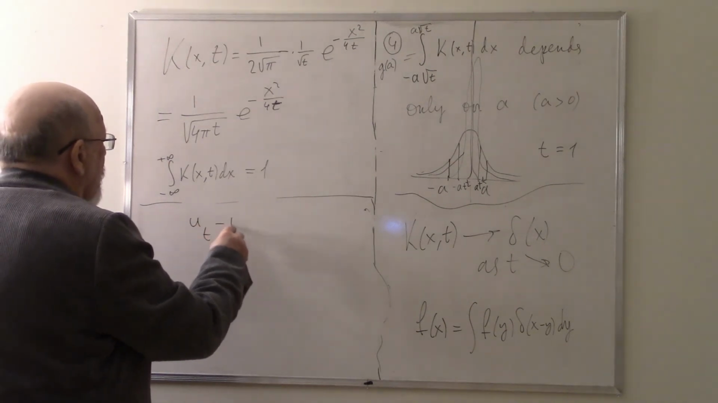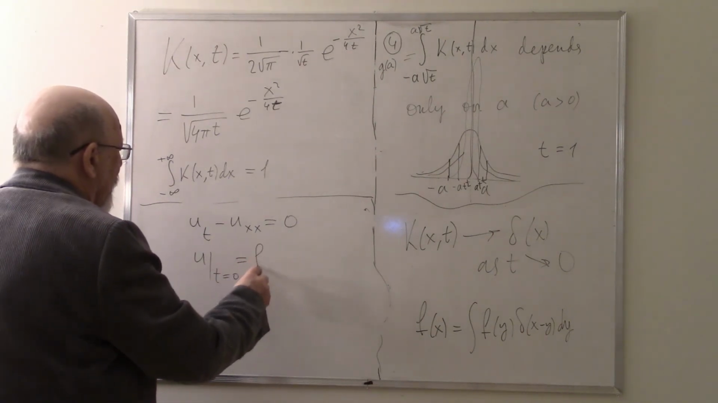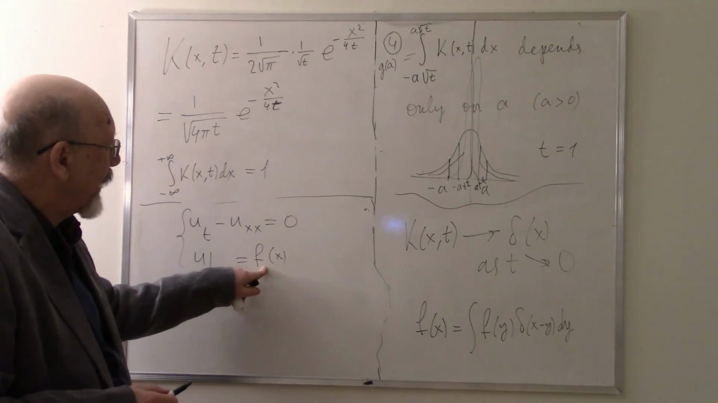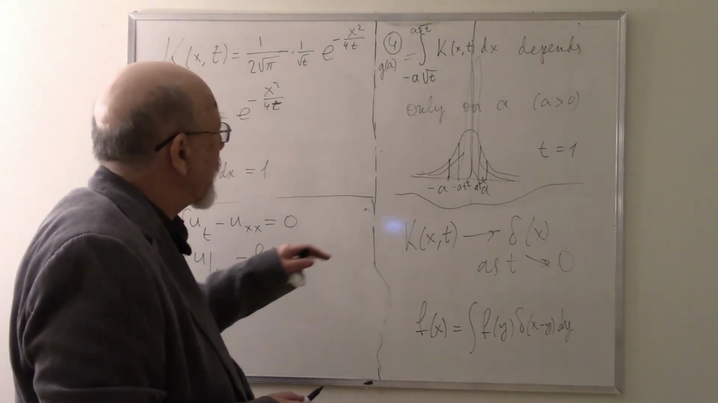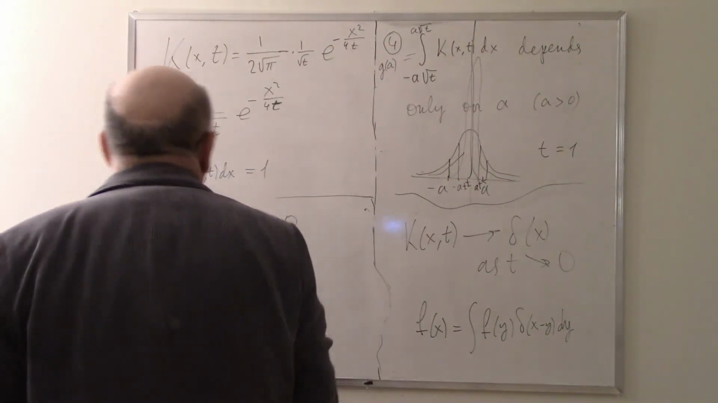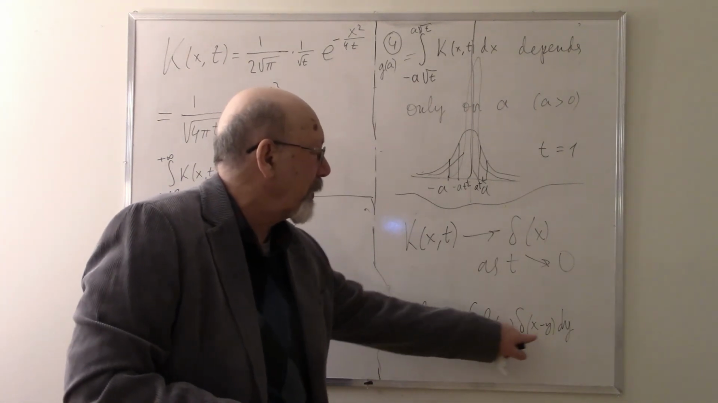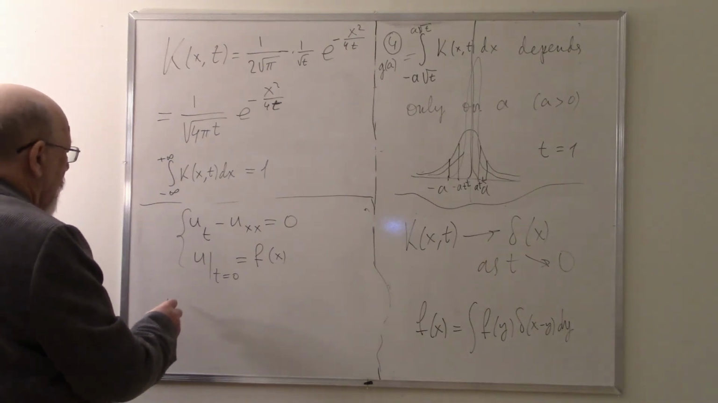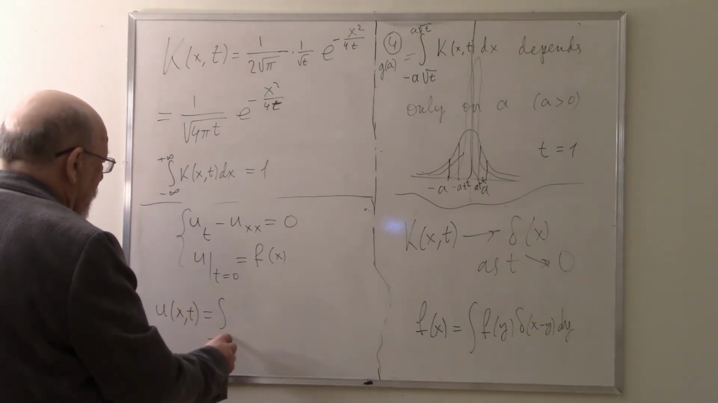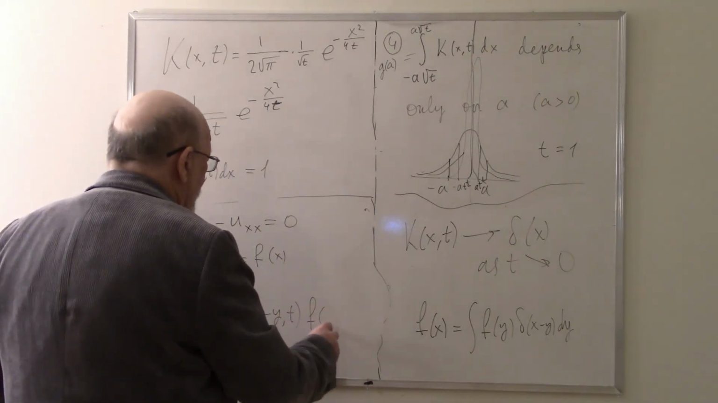So u_t minus u_xx equals 0, it's our equation. U for t equals 0 equals, say, f of x. This is our initial value problem. If f of x were a delta function, then the solution would be k(x,t), because it goes to the delta function as t goes to 0. And now we can make any function from shifts of the delta function by this formula, and correspondingly we have the formula for the solution: u(x,t) equals the integral from minus infinity to plus infinity of k(x minus y, t) f(y) dy.